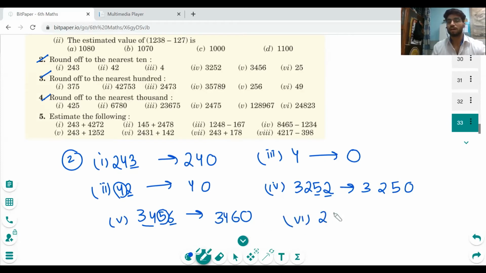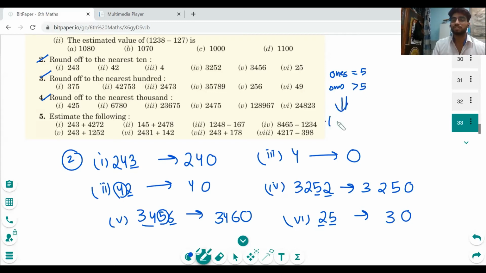Let's try 25. Change this 5 to 0. 5 is greater than or equal to 5. It is equal to 5, right? It can be equal to 5 as well. If it is equal to 5, let's increase it by 1. The rule is very simple. If the ones digit is equal to 5 or maybe greater than 5, then we will increase the tens digit by 1. Okay, we will increase this by 1. Okay, so second question we have discussed completely.